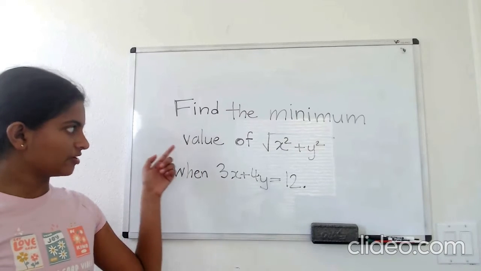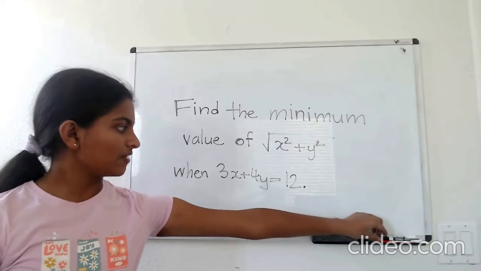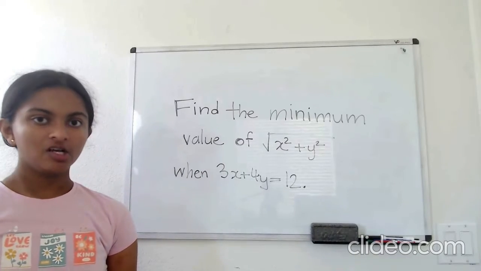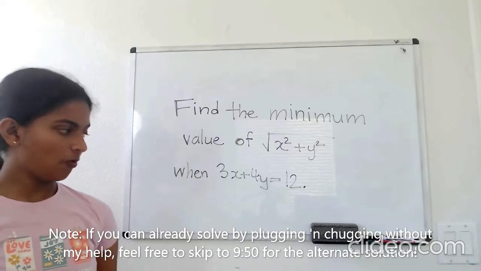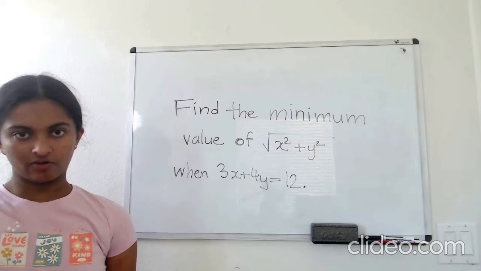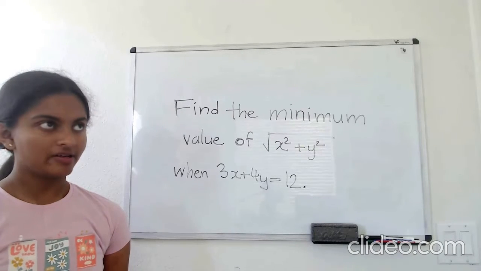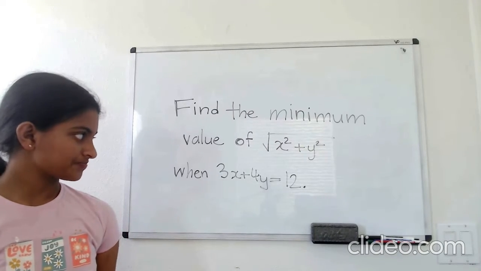This problem over here is a great example of that. Find the minimum value of x squared plus y squared when 3x plus 4y is equal to 12. Now, let's do a little bit of thinking over here. What's the first thing that comes into your mind when thinking about how to solve this problem?